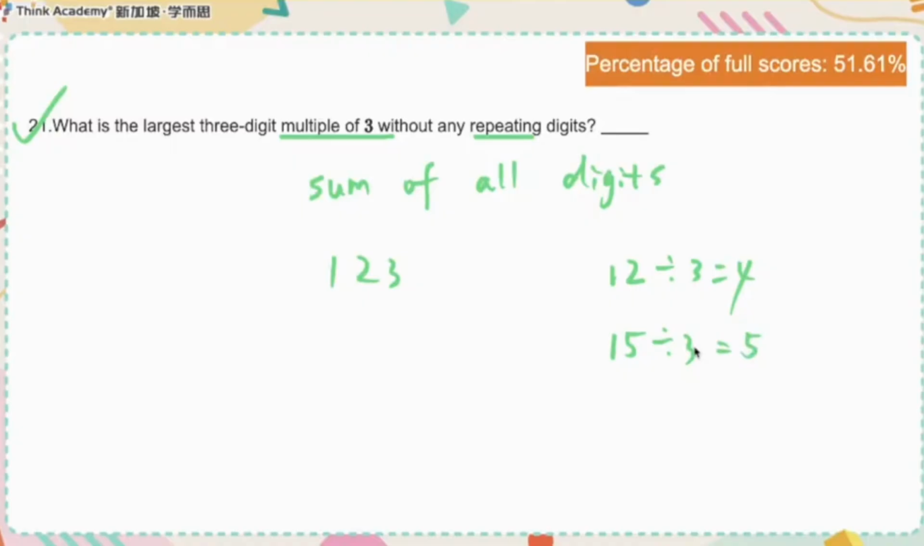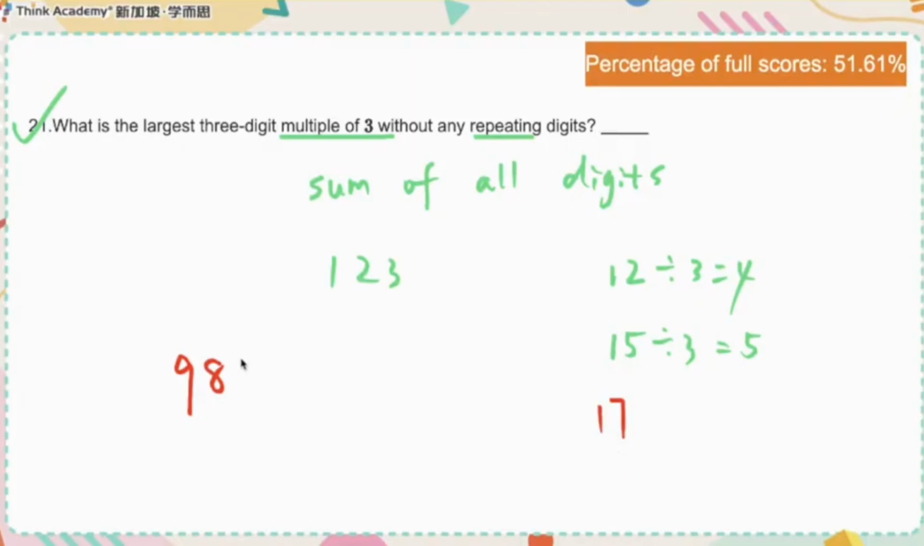So this time we want to see what is the largest 3-digit multiple of 3. Then we can make sure the hundreds digit must be 9, right? So that we can make it the biggest. And then we can also try the tens place. We also want it to be big. But can it be 9 again? No, because we don't want any repeated numbers. So this time we can try 8. Then 9 plus 8 is how many? 17. We want it to be a multiple of 3. So we want it to be big, right?